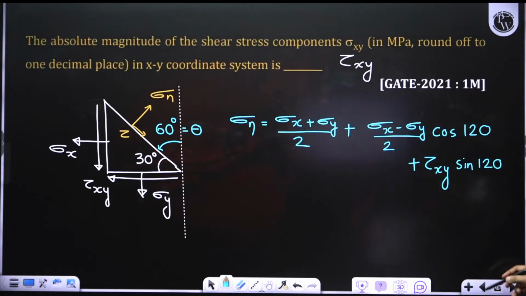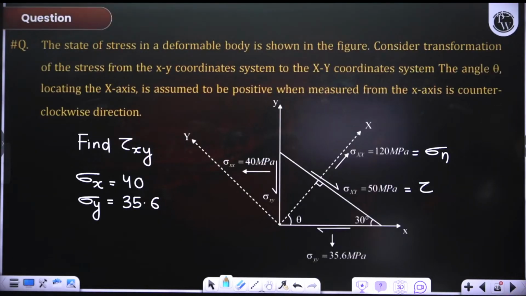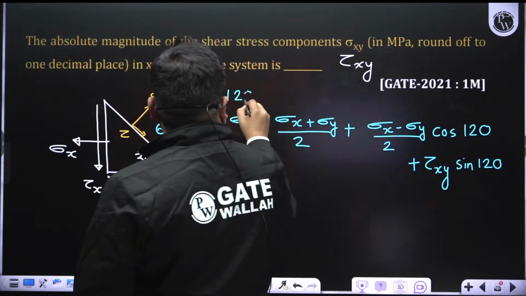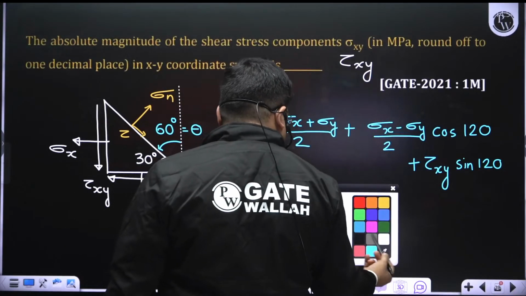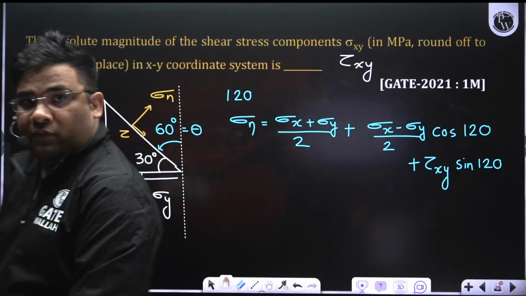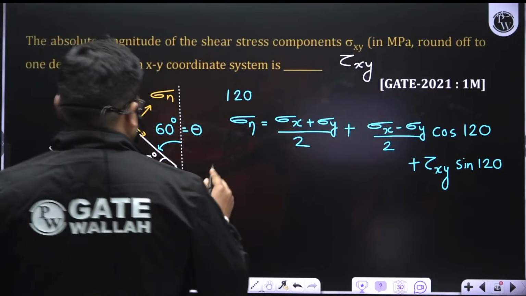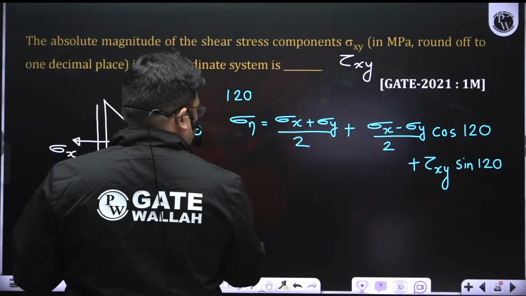And this normal stress is given how much? It is given 120, right? So this value is 120. Now I can find out this value, right? If I solve this, I can find out this value now. So you see here, sigma n is 120.